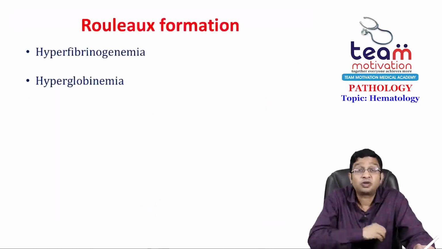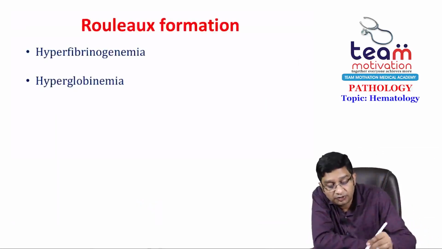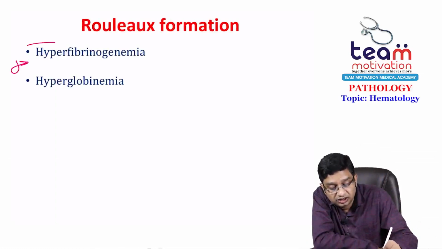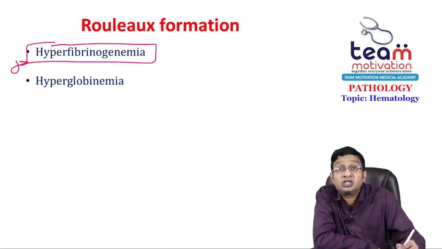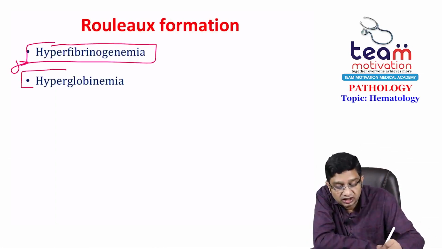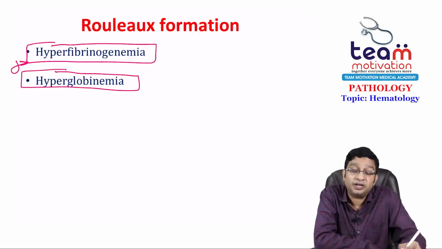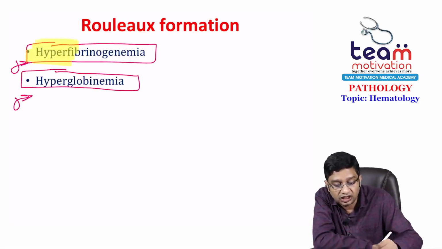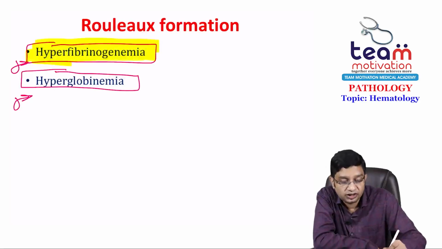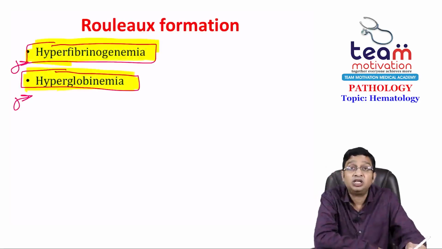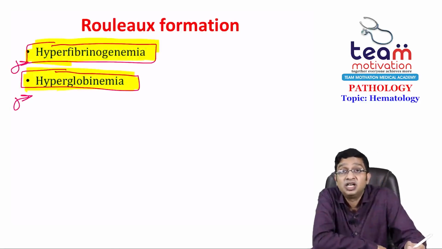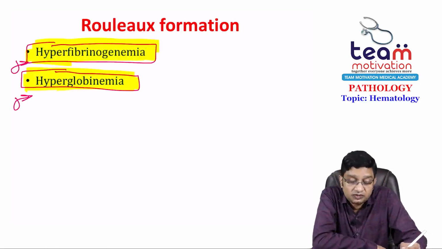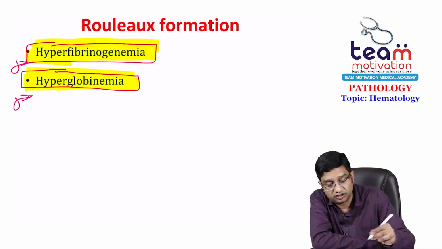So Rouleaux formation is seen in hyperfibrinogenemia, and it is seen in hyperglobulinemia. In both of them you find clumping of the RBCs, which is called Rouleaux formation.